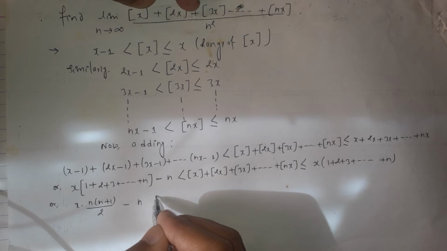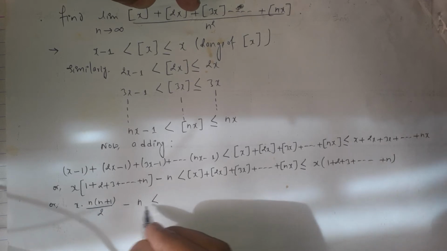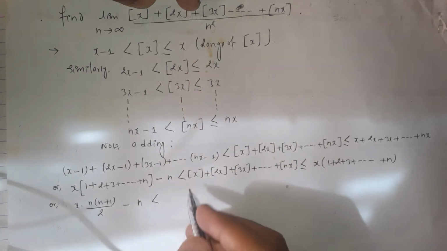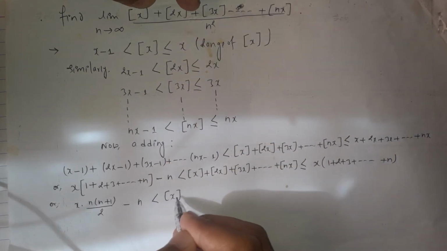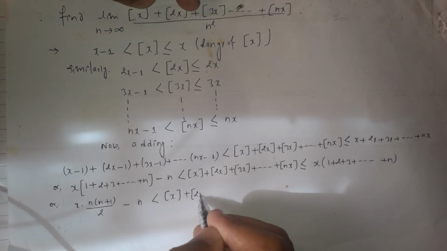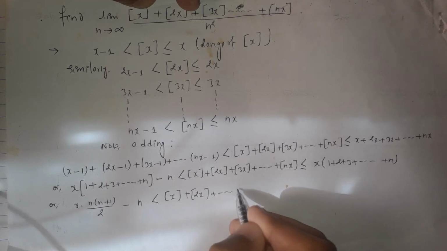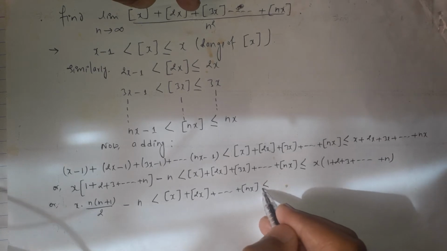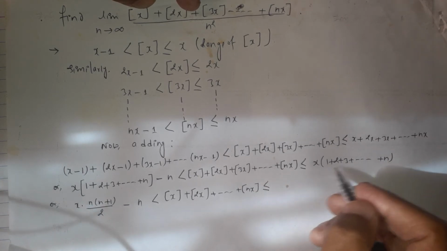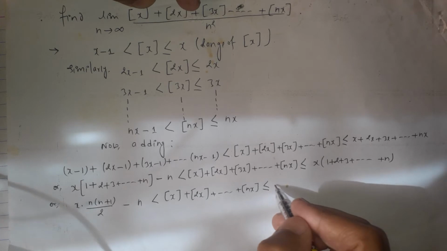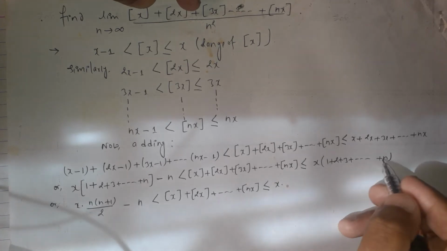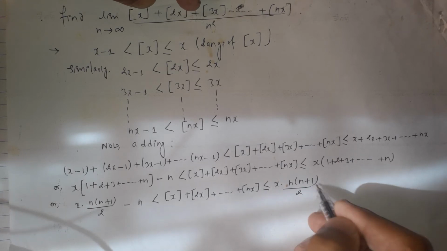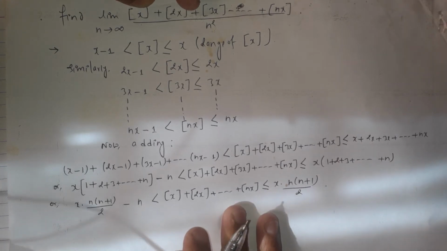and it is less than, and here this is the numerator of the required expression, the greatest integer of x, greatest integer of 2x, and so on up to greatest integer of nx, and it is less than or equal to this. Here is the same case: x times the sum of the n natural numbers is just n times n plus 1 over 2. This is the formula for calculating the sum of the n natural terms.